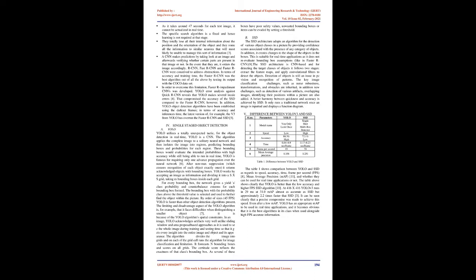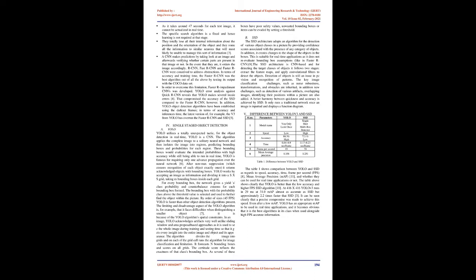3. A CNN makes predictions by taking a look at an image and afterwards verifying whether certain parts are present in that image or not. In the event that they are, it orders the image accordingly. RCNN, Fast RCNN, and Faster RCNN were conceived to address these obstructions. In terms of accuracy and training time, the Faster RCNN was the best algorithm out of all the above by testing its output with the COCO dataset. In order to overcome this limitation, Faster RCNN was developed.